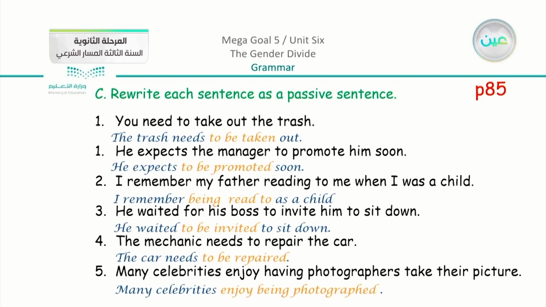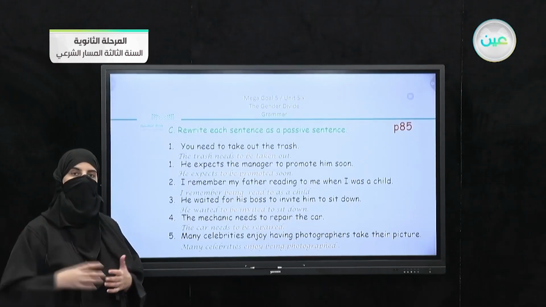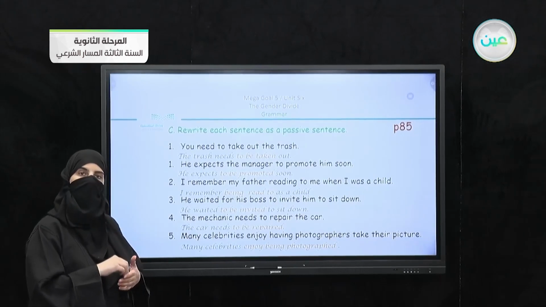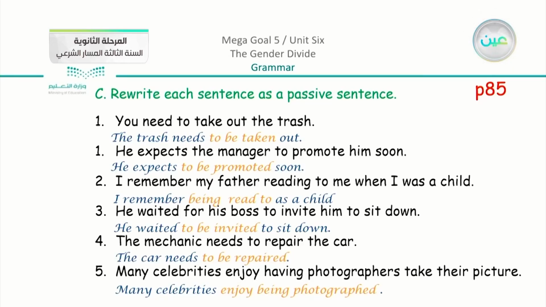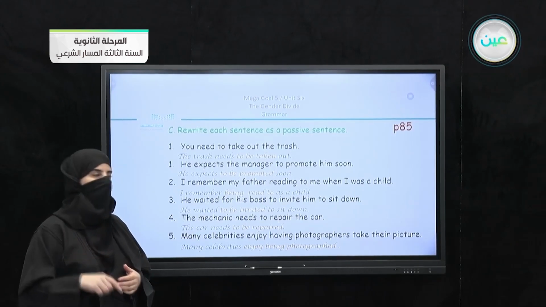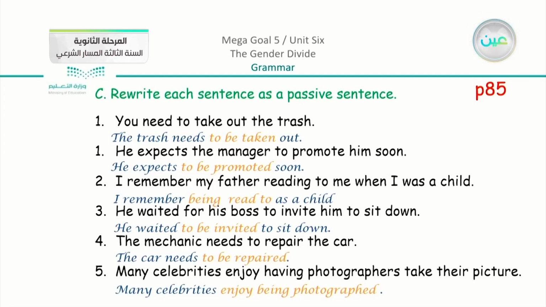Now remember that we are turning these sentences into passive, so you are going to take out the subject and focus on the basic sentence. Is it using a gerund or an infinitive? In number 3, he waited for his boss to invite him to sit down. We do have the infinitive, which is going to be used also in the past. So you are going to use to be, and you are going to turn the verb into the past participle. So we have the answer: he waited to be invited to sit down. Now you can see that you're going to use either to be or being based on the basic sentence that you have here in the exercise.